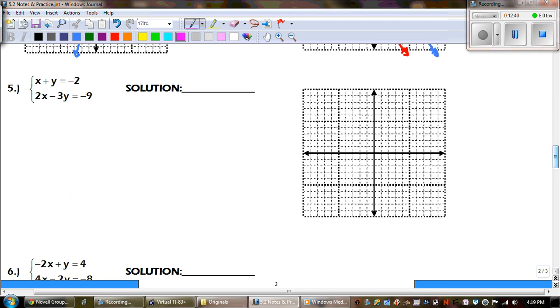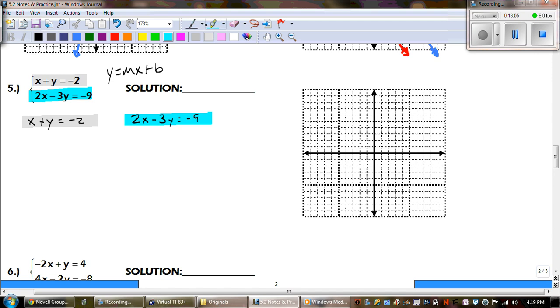All right, now with number 5, we can't graph these right away. Look at our lines. x plus y equals -2, and our other line was 2x minus 3y equals -9. Remember, when we're graphing, it needs to be in slope-intercept form, y equals mx plus b. And since it's not like that, we have to solve these, okay?